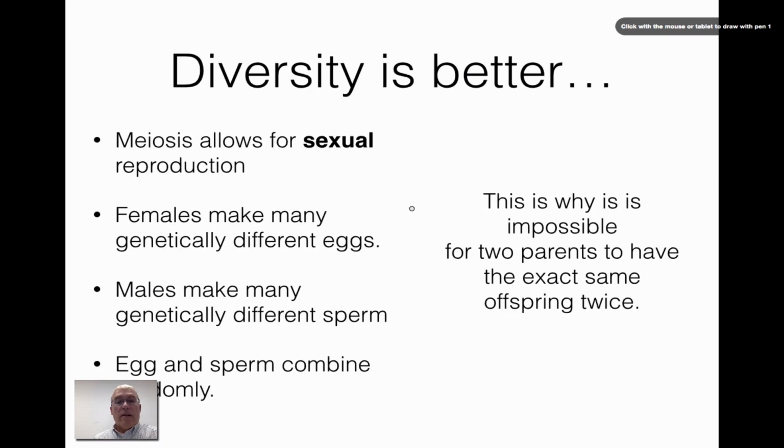All right. Now, diversity is better, and meiosis allows for the production of diversity because it produces gametes, which are involved in sexual reproduction. So females make many genetically different egg cells, and males make many genetically different sperm cells, and then you combine one egg and one sperm. That happens randomly. So this is why it's impossible for two parents to produce the exact same offspring twice, because the odds of two exactly the same sperm cells and two exactly the same egg cells finding each other between the same couple is astronomically weighted against that happening.